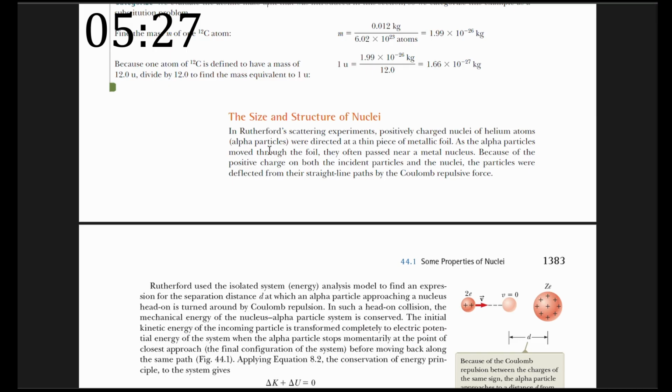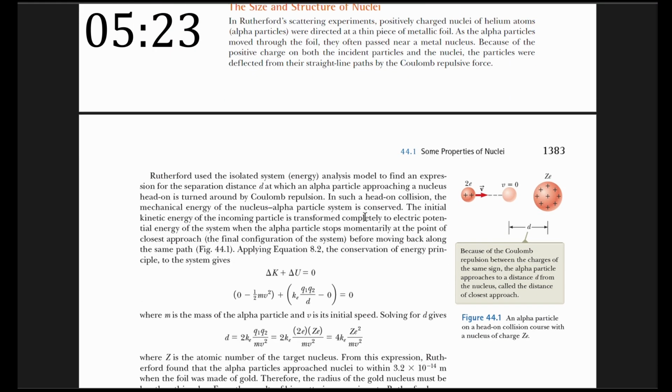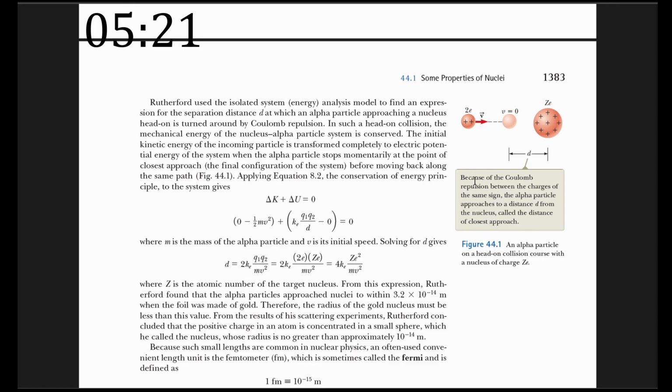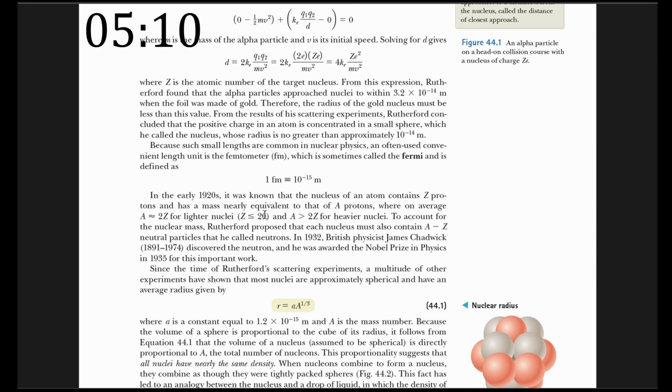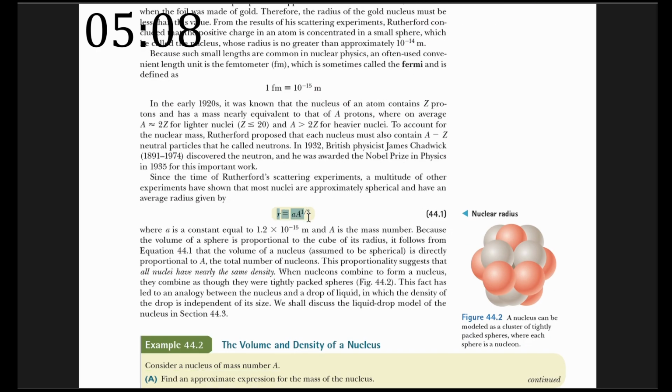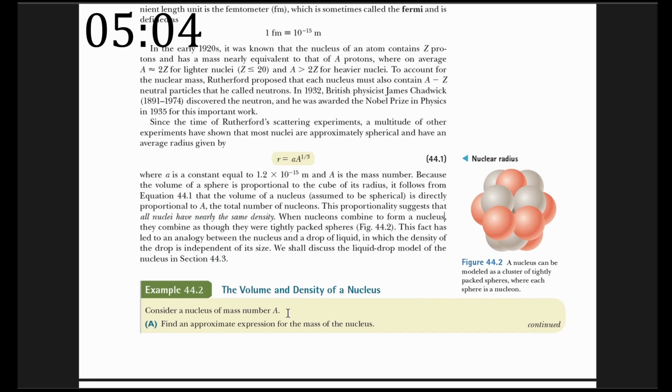The size and structure of nuclei. Rutherford scattering experiments, not going to look at that, but let's take a look at this. Because of the Coulomb repulsion between charges of the same sign, the alpha particle approaches a distance d from the nucleus called the distance of closest approach. We got some equations here, nothing in yellow except this. What is this? Nuclear radius. Damn, how did people figure this out?